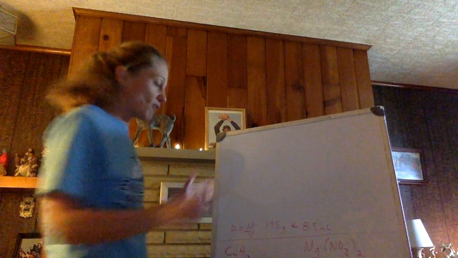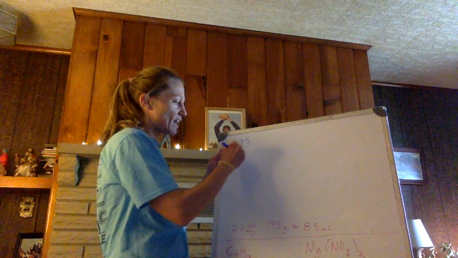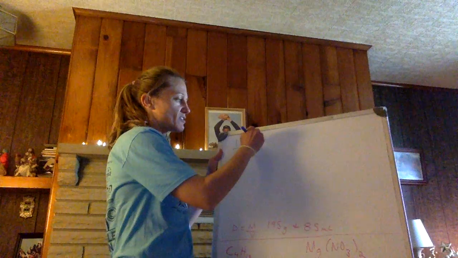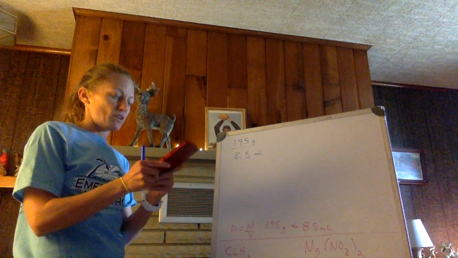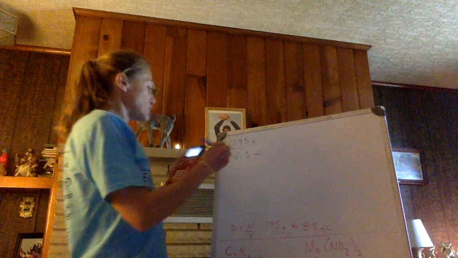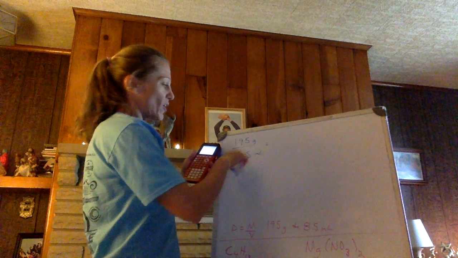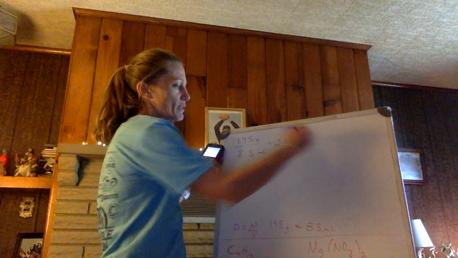Density is mass over volume. It's been mass over volume. You do 195 divided by 8.5. That's going to be grams over milliliters. Units on density, grams per milliliter. That's awesome. 195 divided by 8.5 gives me 22.94. I can only keep two significant digits, 23 grams per milliliter.